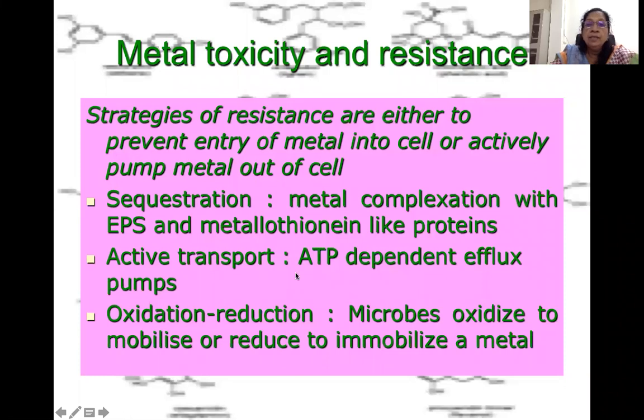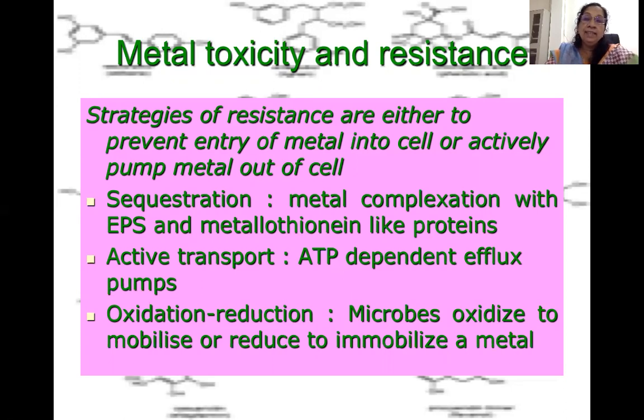And for this, they have several strategies, for example, sequestration. Sequestration means capturing. This occurs by metal complexation with extracellular polymeric substances and also metallothionein like proteins. So, the microbe will be capable of capturing the heavy metals. That is called sequestration by means of complexing the metal with certain substances which are produced by the microbe, like extracellular polymeric substances and metallothionein like proteins. They are also called siderophores. We'll be seeing about this later on.